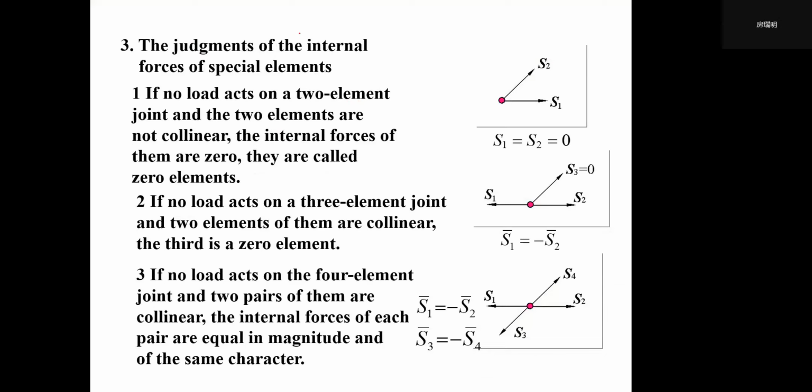You should know the judgments of internal forces of special elements. What is a special element? 特殊的杆. So if no load acts on a two-element joint and the two elements are not collinear like this, then the internal forces of them are zero. So we call those members zero members.